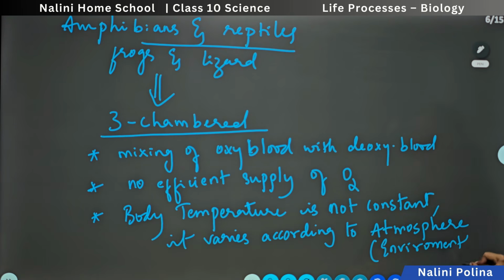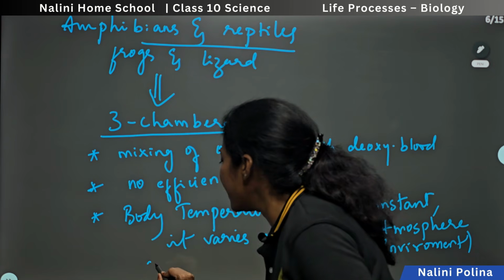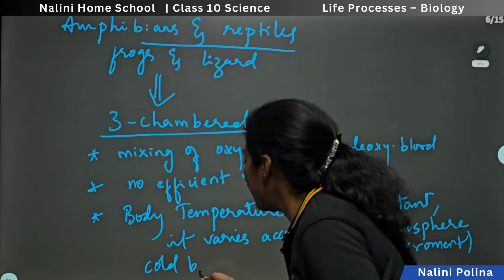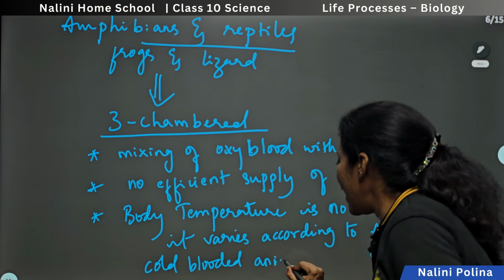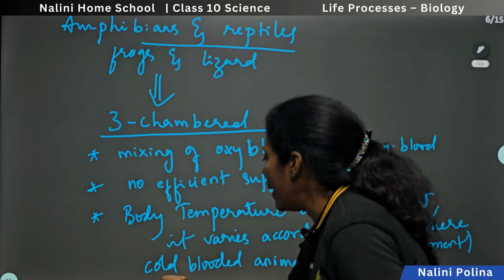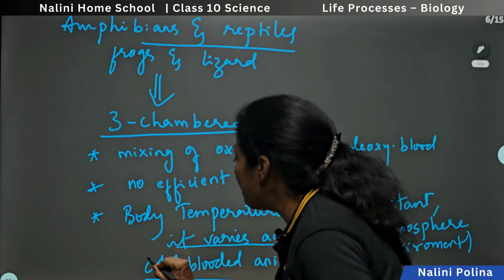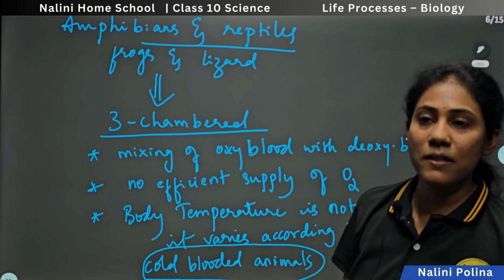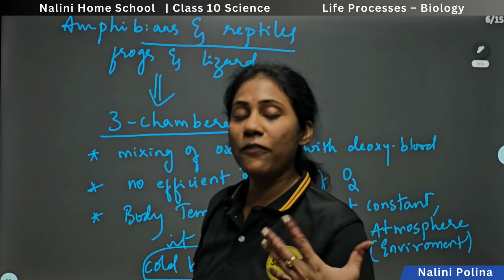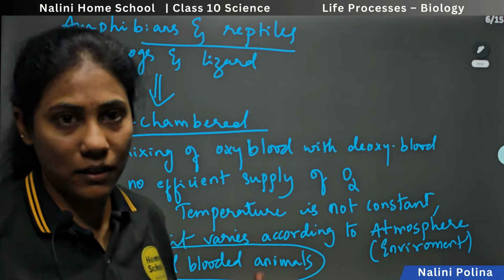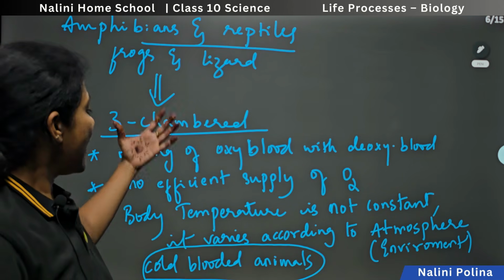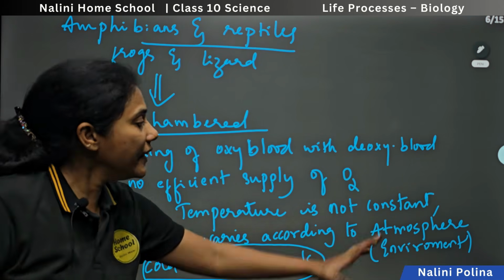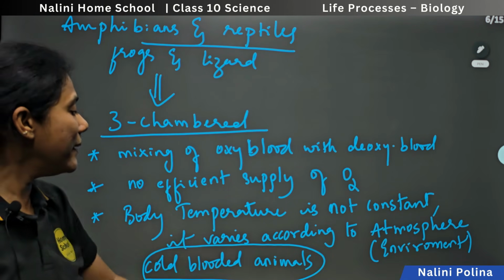Okay, so that's the reason they are cold-blooded animals, we say. Cold-blooded animals. They are not warm-blooded animals. Mammals and birds are warm-blooded animals because our body temperature always has to be maintained constant at 37 degrees. But these guys' body temperature varies according to the environment. Yeah, they are cold-blooded animals.